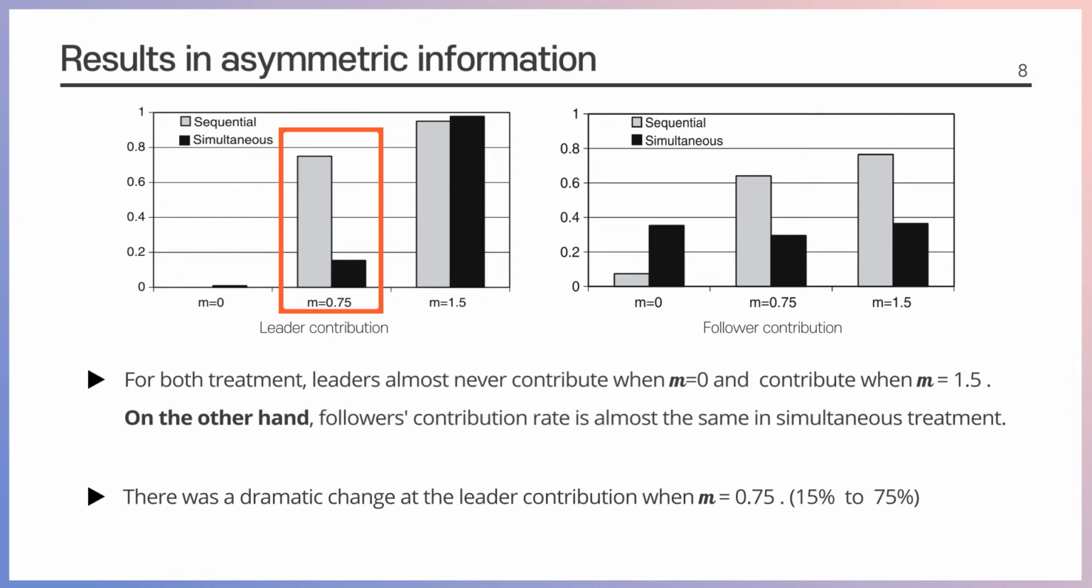On the other hand, followers do not have the information about M. For the followers, each round seems to be an equal game. So the contribution rate is almost the same in the simultaneous treatment, but what we should focus on is this part. There was a huge change in the leader contribution rate when M is 0.75, from 15% to 75%.